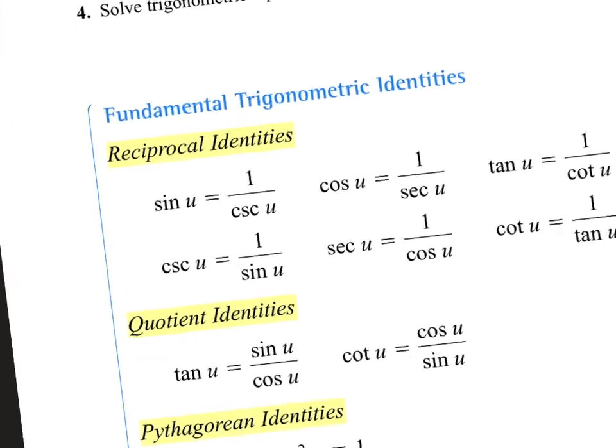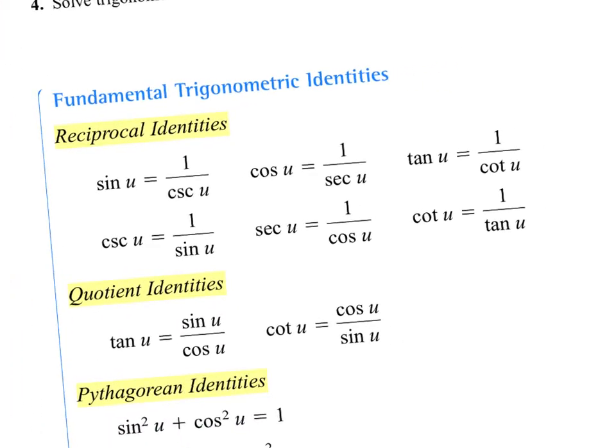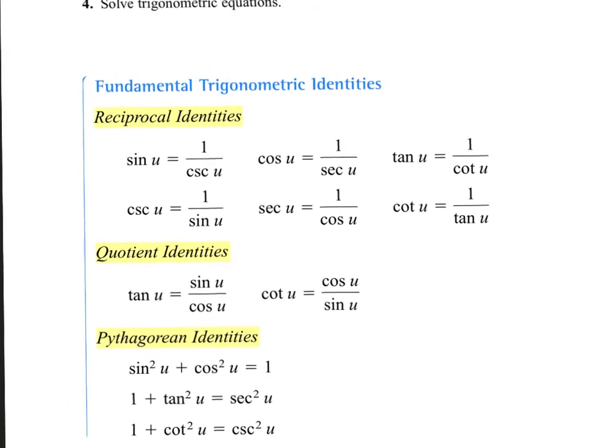The more we use this, the more you guys see this, the easier it's going to get. And I promise you, you'll see that. Like every time you see tangent, a lot of times you'll remember, oh, it's sine over cosine. Cotangent, cosine over sine. They're just identities that you need to be familiar with.